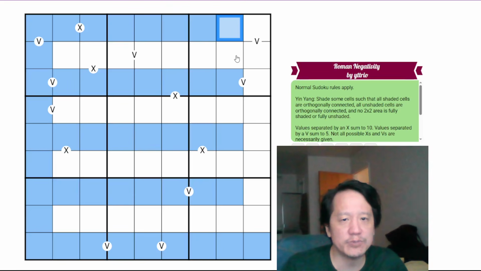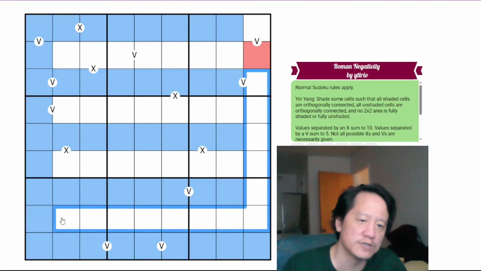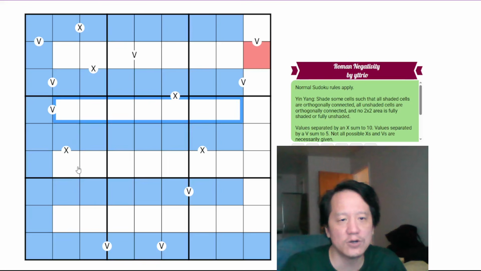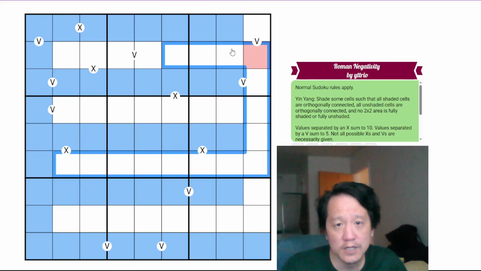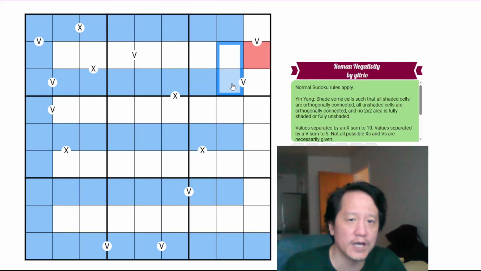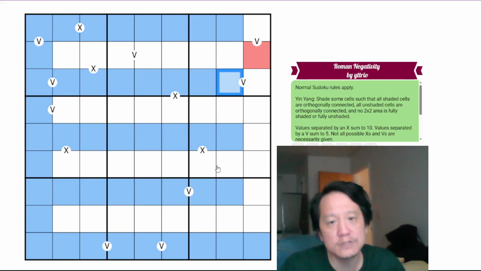Now, what are examples of invalid yin-yang shadings? You could not have something like, say, this, because these cells no longer connect to the cells here or here by just going through edges while staying within the region. It would have to go through a corner, or it would have to go through an edge and exit the region, neither of which is allowed for orthogonally connected regions.